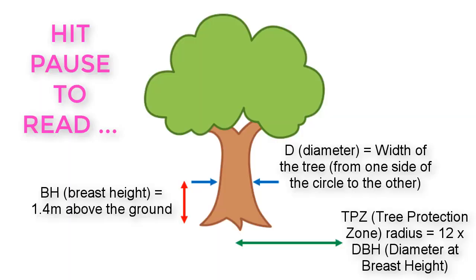So, walk up to the tree. Find the point that is 1.4 meters off the ground. Measure the diameter of the tree at that point. Going back to primary school maths, diameter is one side of the circle to the other side of the circle. So you measure your diameter of the tree, multiply that by 12, that gives you the radius of your TPZ. Going back again to maths, radius is center point to outside of circle.